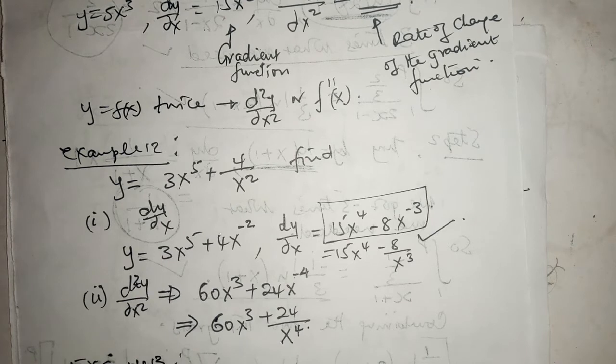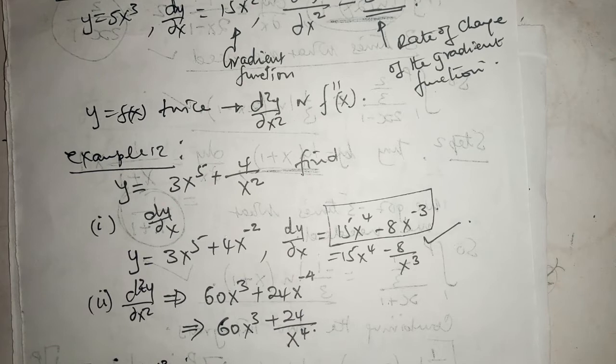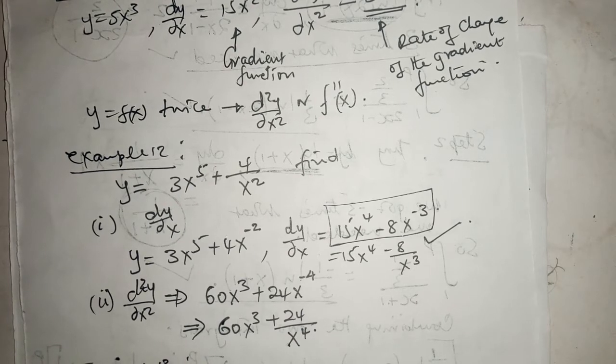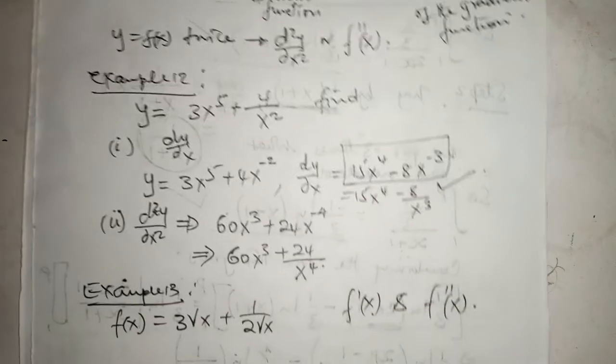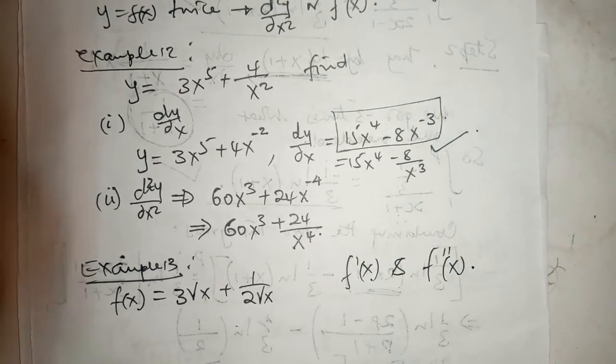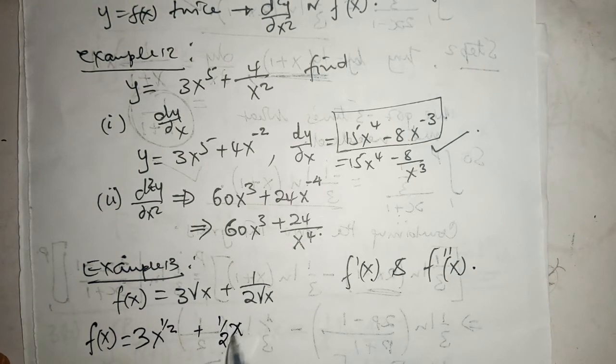I don't know whether we can explain example 13 in the same video, because it is one of the same thing. Given that f(x) equals 3 root x plus 1 over 2 root x, find first of all the first derivative and the second derivative. If this is f(x), first of all, let us write f(x) in a differentiable format. This is 3x^(1/2) plus a half x^(-1/2).